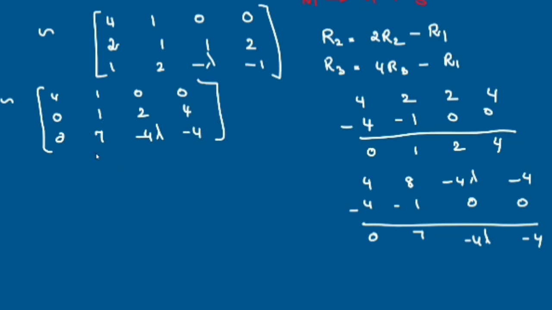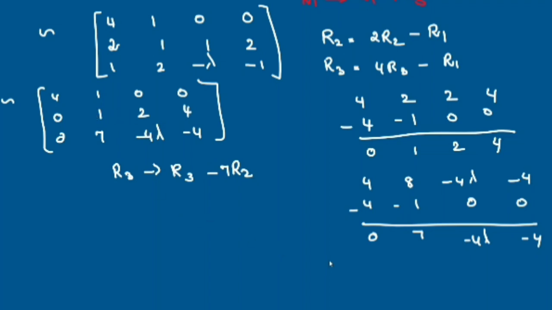Now I have to make this element 0. So how do you make this 0? What I should do now is R3 minus, I have to multiply this. Whenever I want to make this 0, use R2, don't use R1 again. For this element, always use R2. If I have to make this 0, this constant should be 7. So R3 minus 7 times R2. I am multiplying R2 by 7.